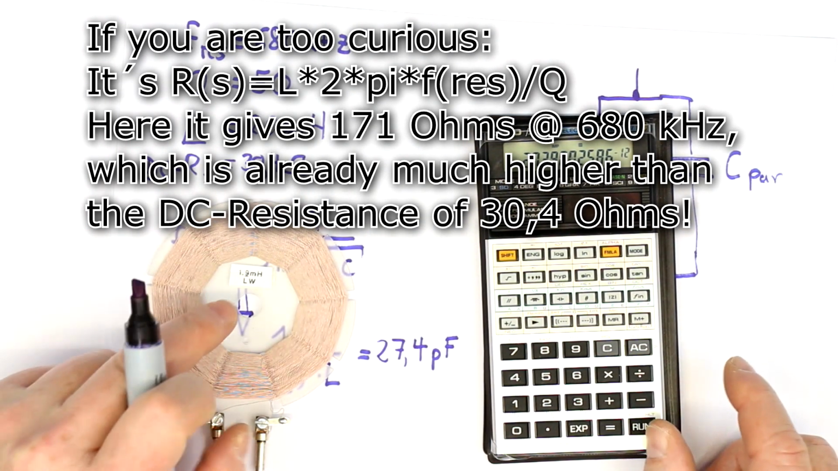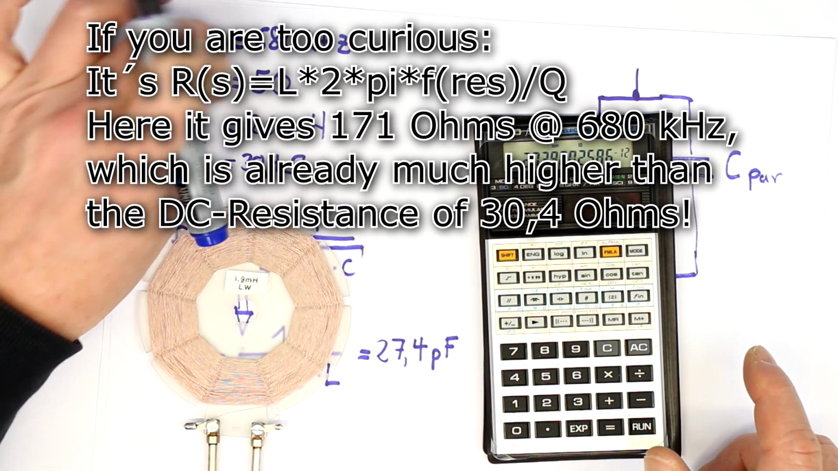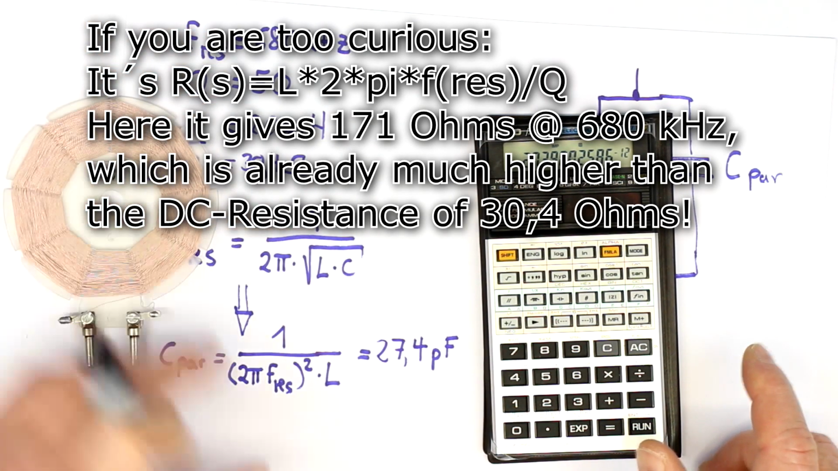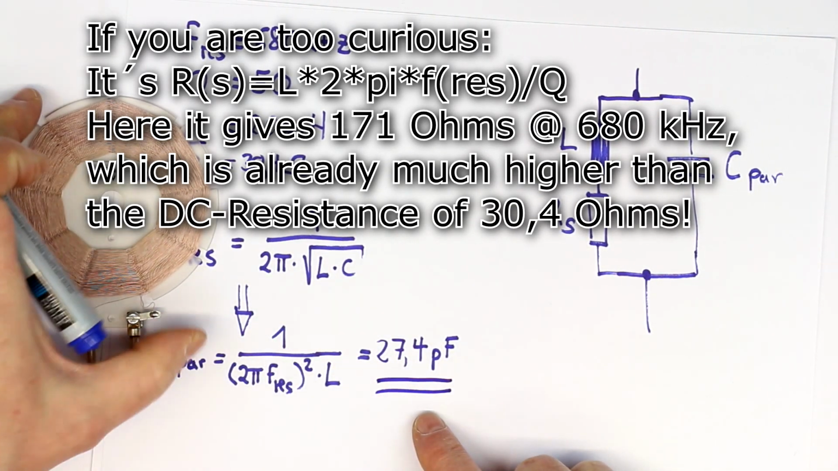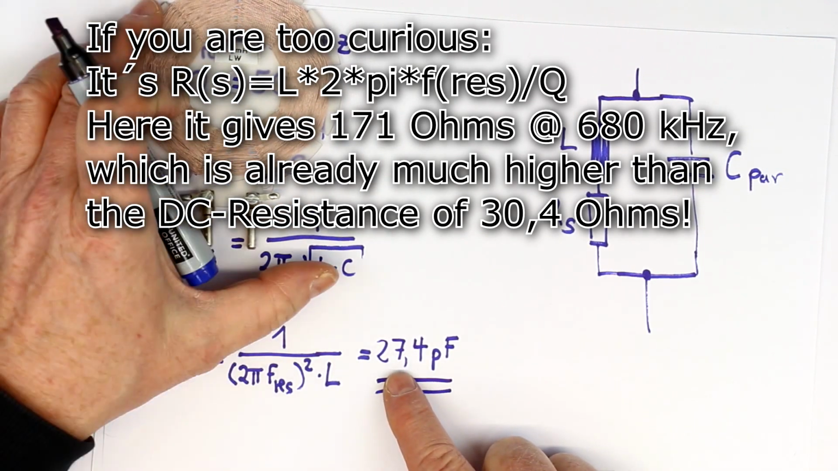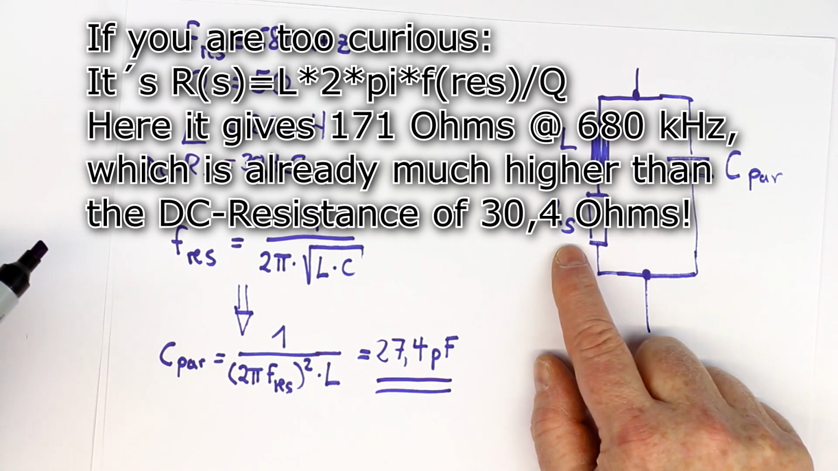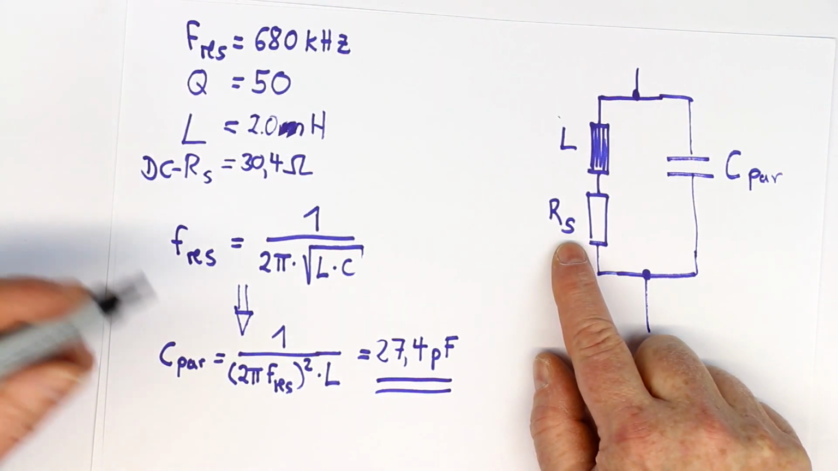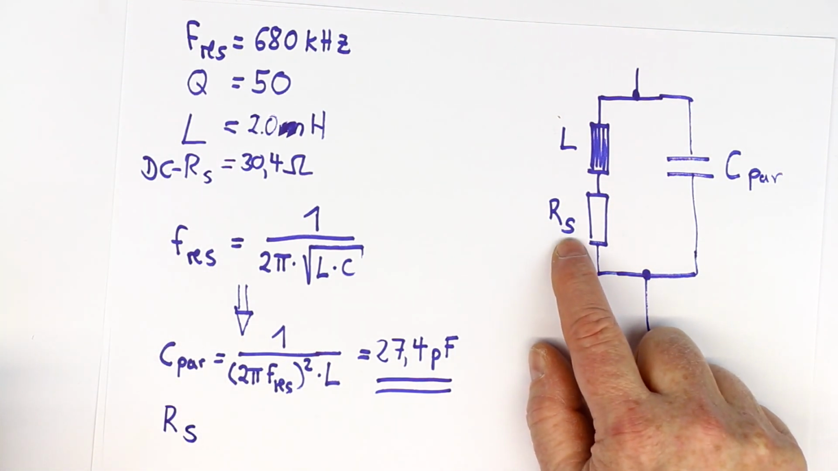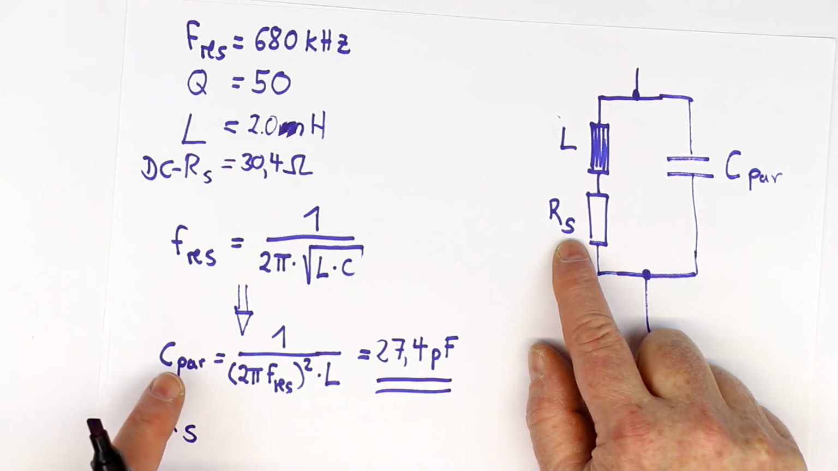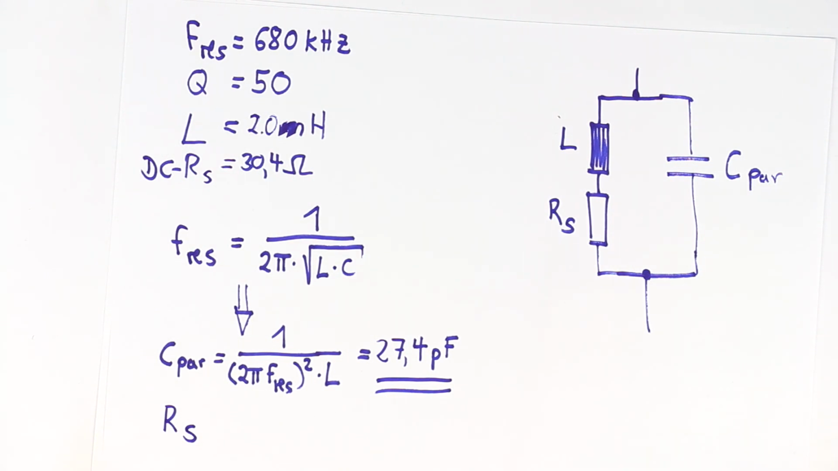For this coil with rounded up 2 millihenries, a Q factor of 50, a resonant frequency of 600 kilohertz, we simply get the unknown parallel or parasitic capacitance of 27.4 picofarad. And there is also a formula to get the parasitic series resistance, in that case at the resonant frequency. But I won't go too deep into theory.